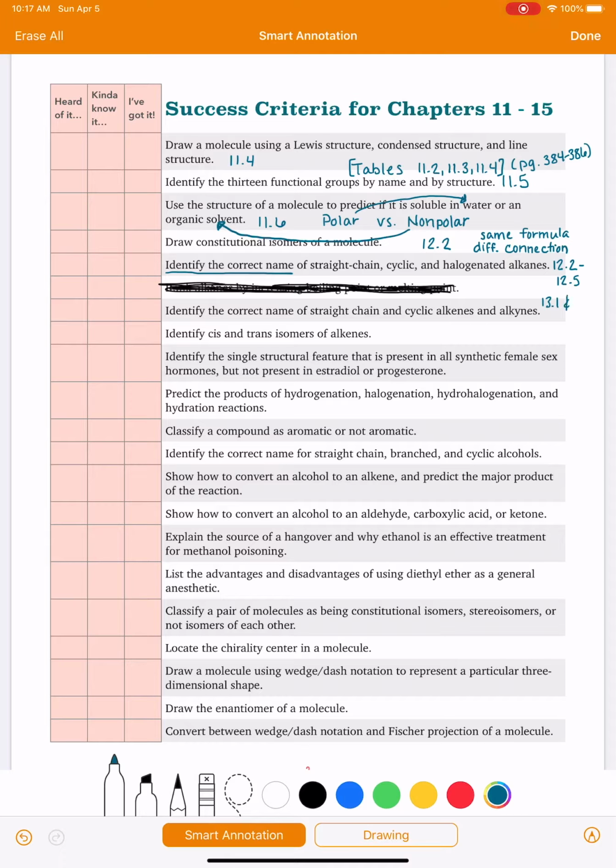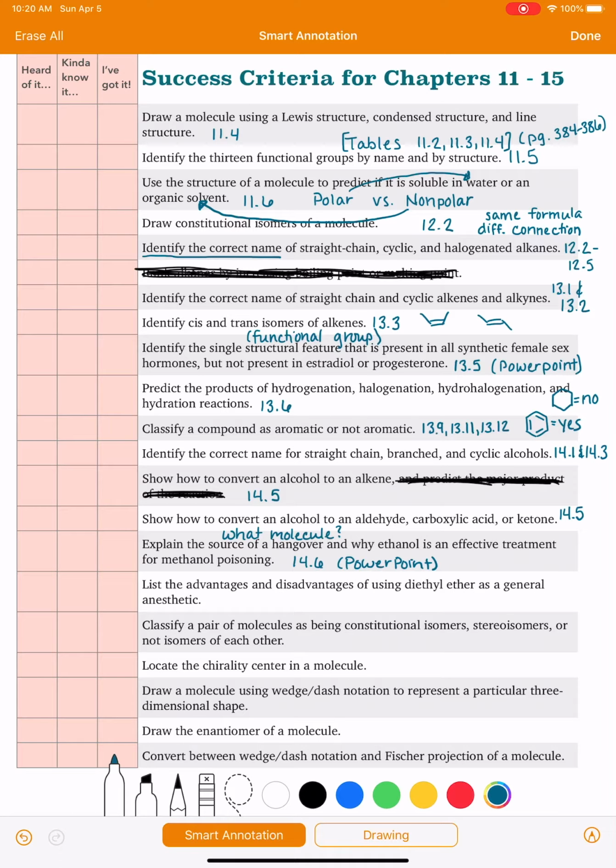Explain the source of a hangover. That's in section 14.6. That's a PowerPoint. So what molecule causes us to have a hangover? And why is ethanol an effective treatment? That was on the very last slide. Listing the advantages and disadvantages of using diethyl ether as a general anesthetic. That is section 14.8.